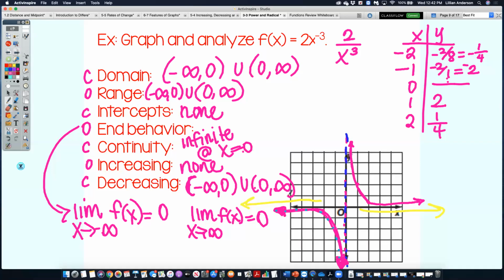So that's how you analyze. The main thing is if you can get the graph, you just have to be able to pull out those pieces of information. End behavior is something new, and we will continue to practice it when we get more and more into our different types of functions. This is still the functions unit.